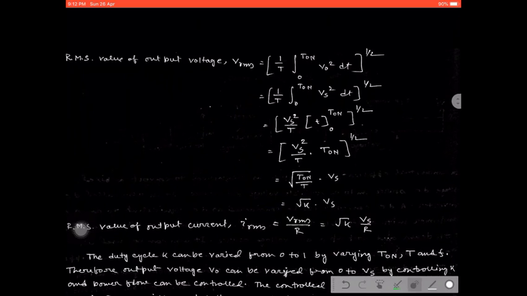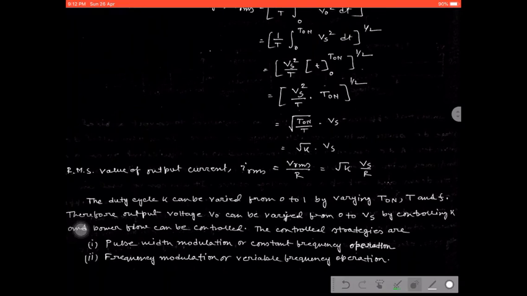Now see, the duty cycle K can be varied from 0 to 1, as I told you before, by varying T on and T off. Therefore, the output voltage V0 can be varied from 0 to Vs, obviously. So by controlling K, power flow can be controlled. That is why you can control the speed of any machine for drive application. The control strategies are of two types, that is pulse width modulation or constant frequency operation. Number 2 is frequency modulation or variable frequency operation.